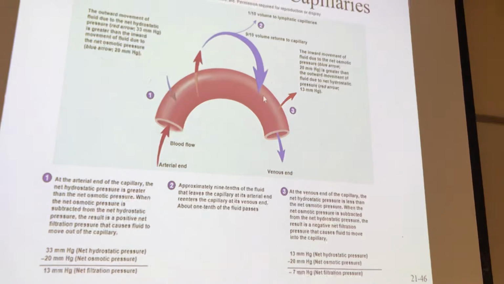Most of the fluid that we don't reabsorb at the venule end will be reabsorbed by the lymphatic capillary. So if we are in good shape, we will have 100% of the water being reabsorbed. So we never have a buildup of that interstitial fluid.